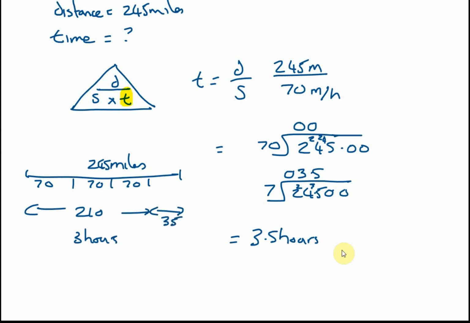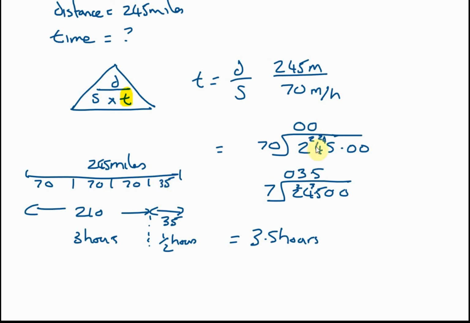Now 35 is just half of 70, isn't it? So that 35 miles is going to be half an hour. So you can visually see that the answer would be 3.5 as well without doing your equation. You just think of it as a distance that's covered in a series of 70s. 70 miles in 1 hour, 70 miles in another hour, 70 miles in the next hour, and then 35. Okay, but this would be the process that you use.